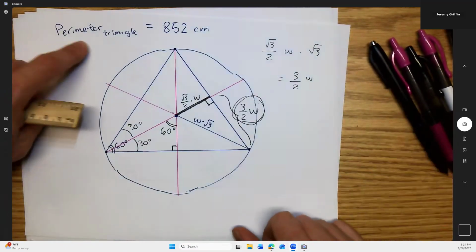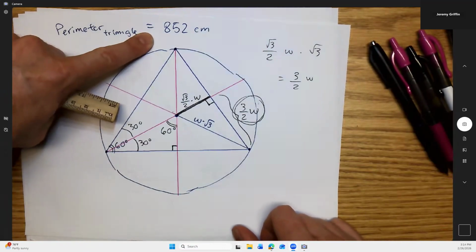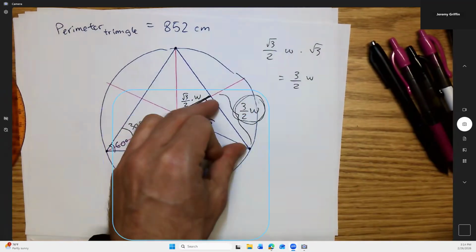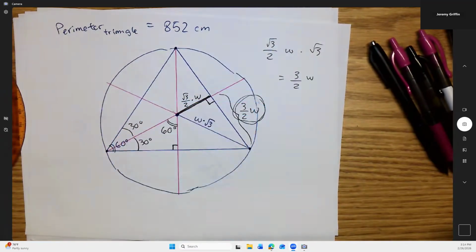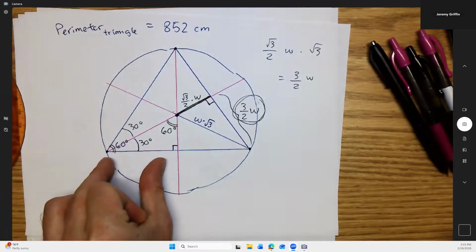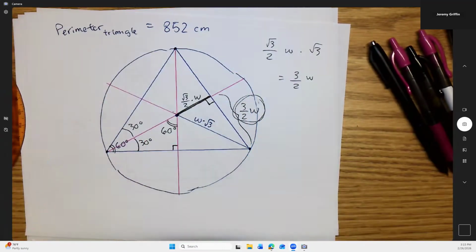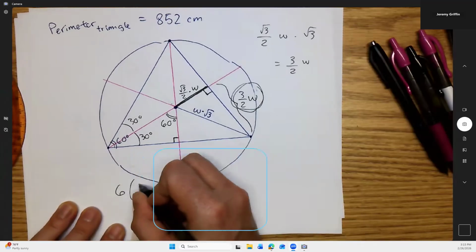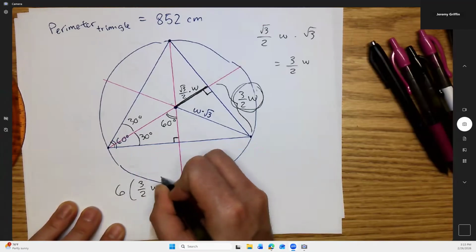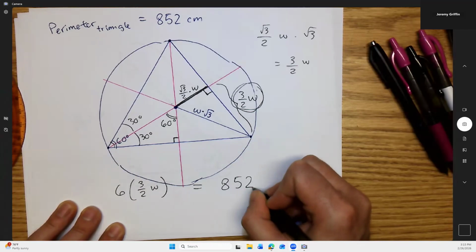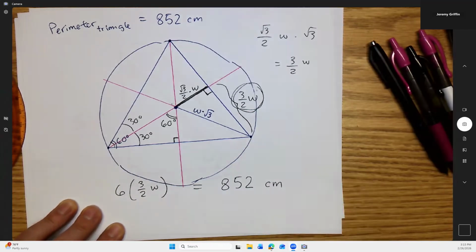Now, they said the perimeter of the triangle, and they gave us a hard number: 852 centimeters. So how many of these segments is the perimeter of the triangle? 6. 1, 2, 3, 4, 5, 6. Do you guys see that? Okay. So let's finish this off here. If I have 6 segments of 3/2 W, and I add that up, I get 852 centimeters.